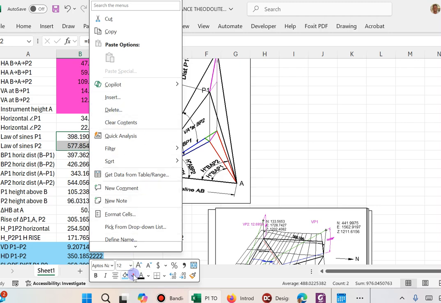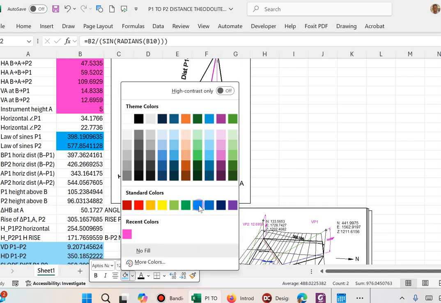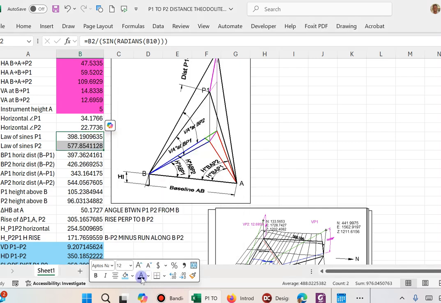I put in, not the fill. I just wanted to write the text in blue.